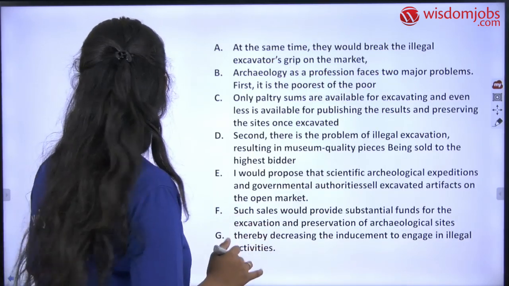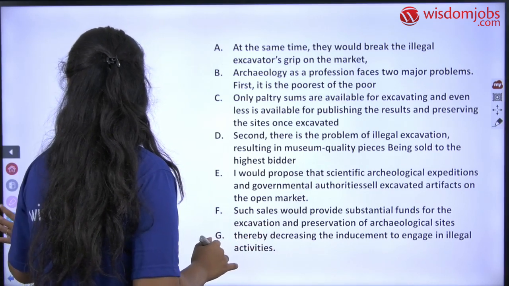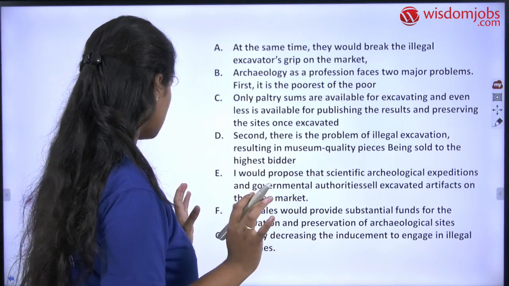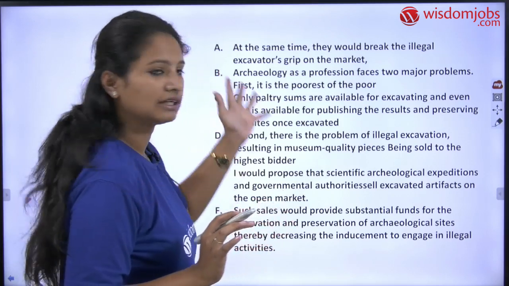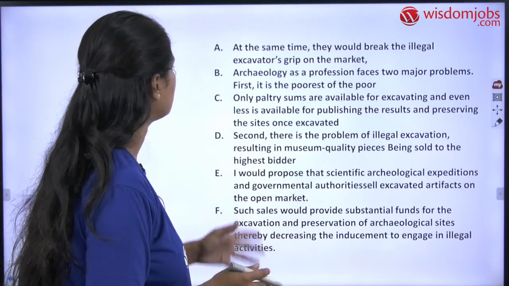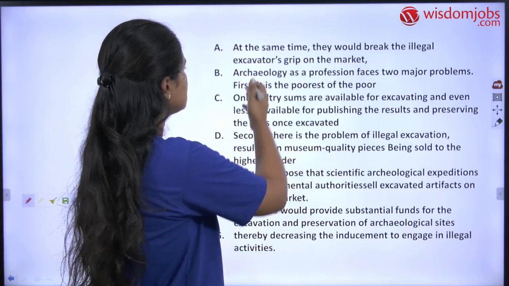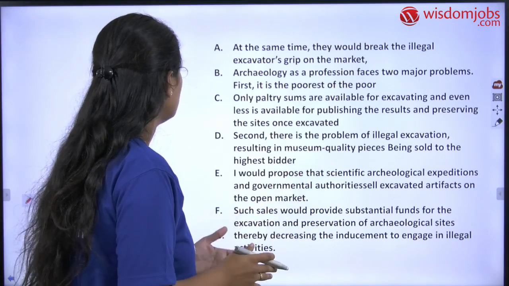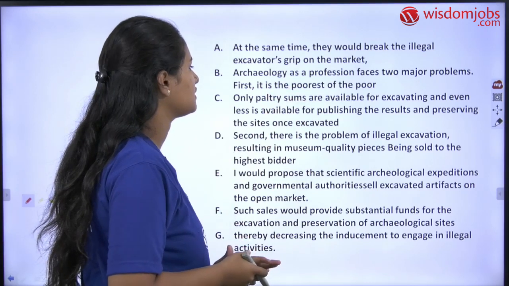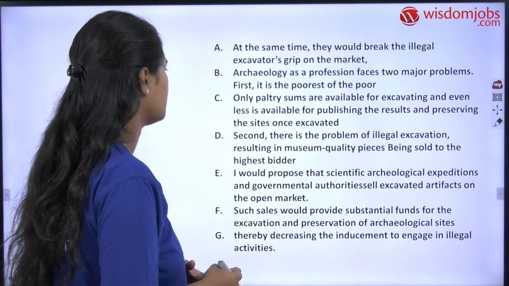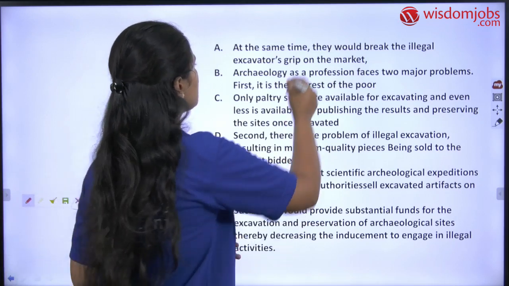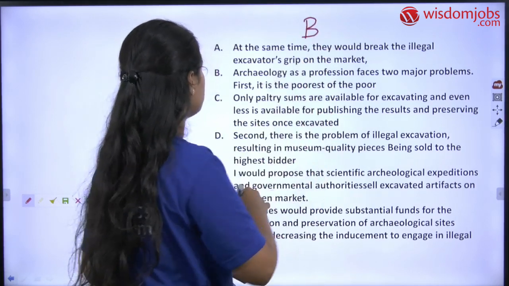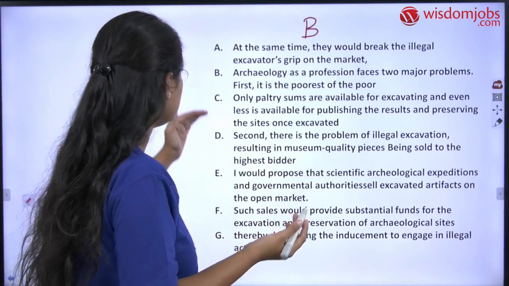Now let us find this thing. So find out the first opening sentence. What is the opening sentence? Let us see that sentence. At the same time, they would break the illegal excavators' grip on the market. No. For archaeology as a profession faces 2 major problems. First, it is the poorest of the poor. You can keep it also. B as our opening sentence, you can keep it. As we have already discussed, B then D.